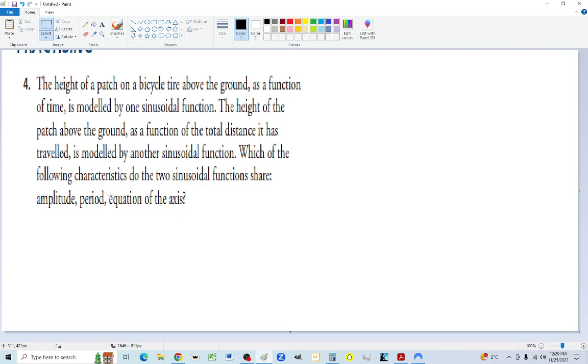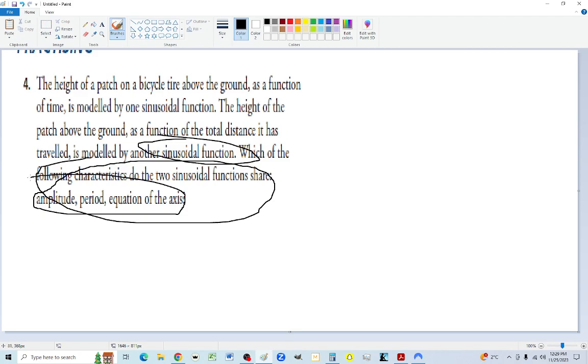So the height of a patch on a bicycle tire above the ground is a function of time as modeled on a sinusoidal curve. The height of the patch above the ground, so it's on a tire, it's just a little mark on the tire. Total distance it has traveled is modeled by another sinusoidal curve. Which of the following characteristics do the two sinusoidal curves share? Amplitude, period, equation of the axis.